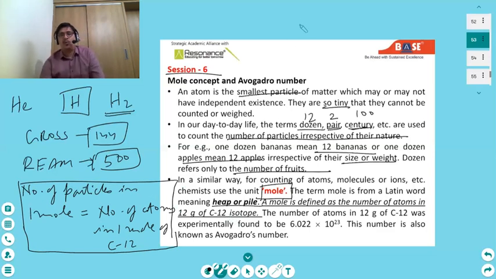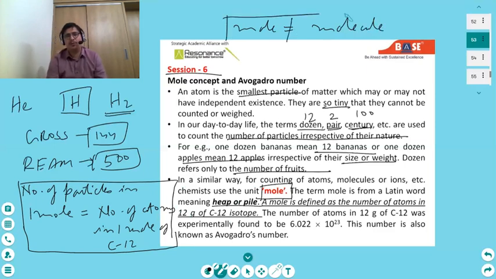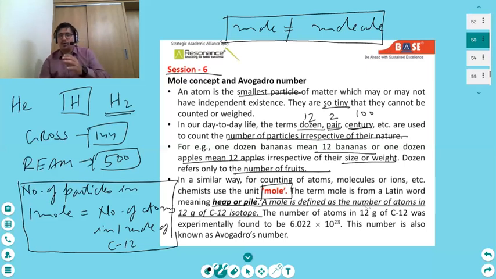Okay. And one thing, most of the time our students get confused. They believe that mole is nothing but molecule. So it is not equal to molecule. Please keep in mind, mole is not equal to molecule at all. The number of atoms present in 12 gram of carbon-12 was experimentally found out to be this number. So in 12 gram of carbon-12 isotope, how many atoms are there? By experimental method, we got to know it is this much, and this number is also known as Avogadro number.